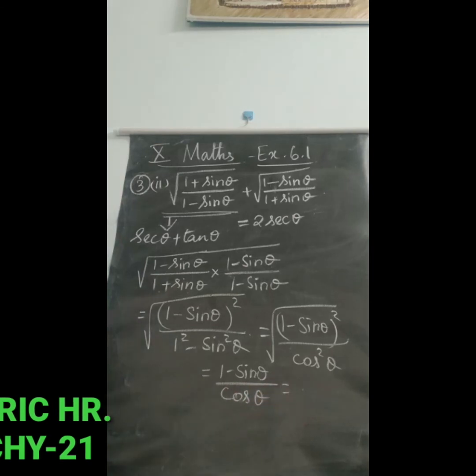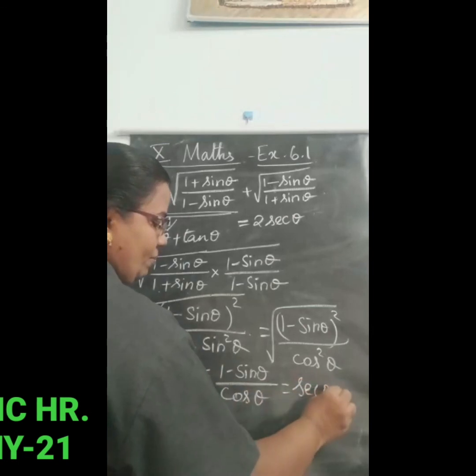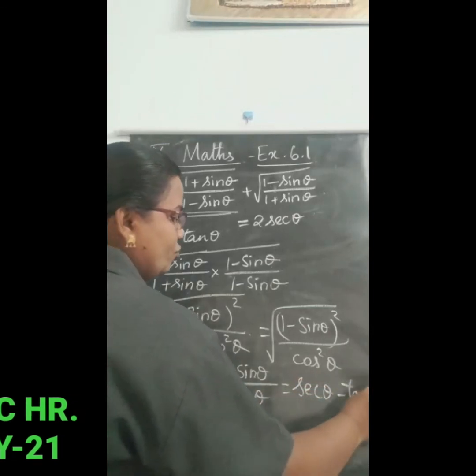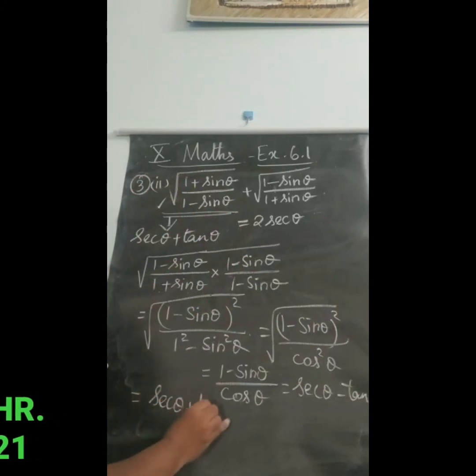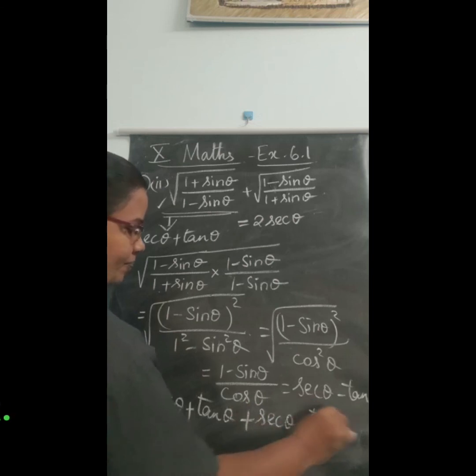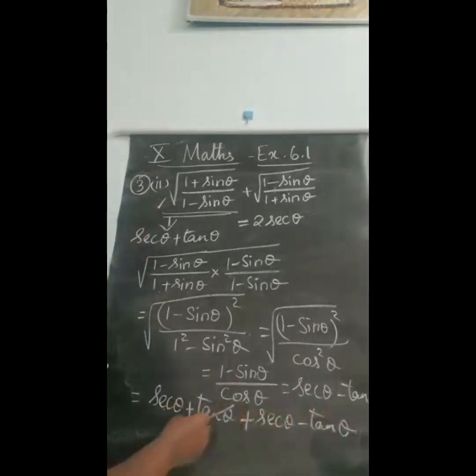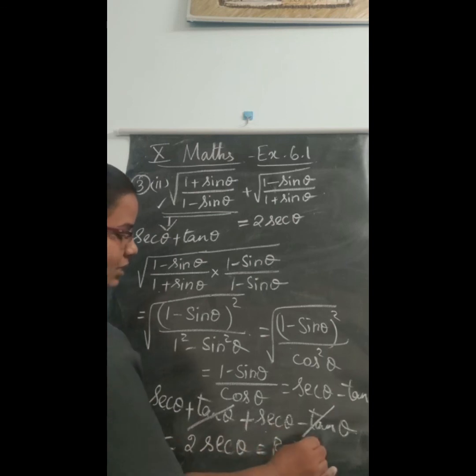So what is 1 by cos theta? That is secant theta, minus tan theta. So for the first one we have to take it as secant theta plus tan theta, again plus secant theta minus tan theta. So tan theta minus tan theta cancel. So secant theta plus secant theta, 2 secant theta. So 2 secant theta is equal to RHS, hence proved.